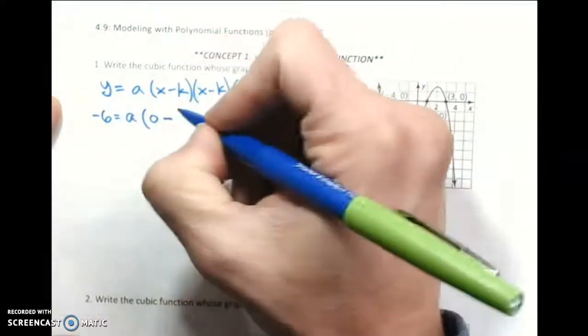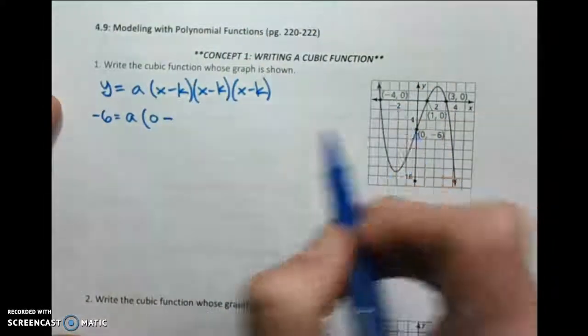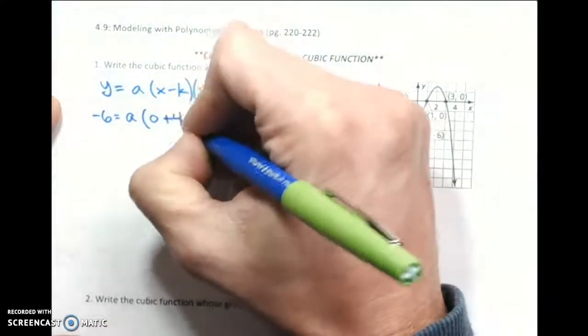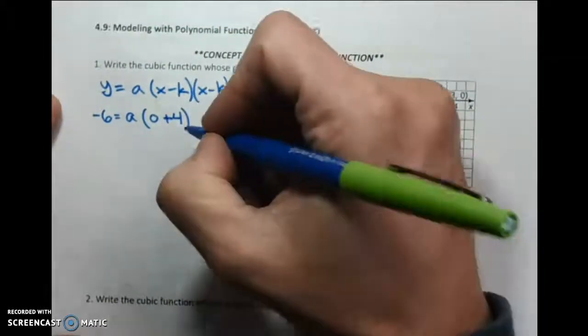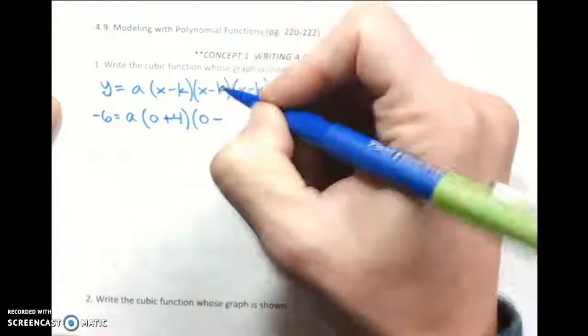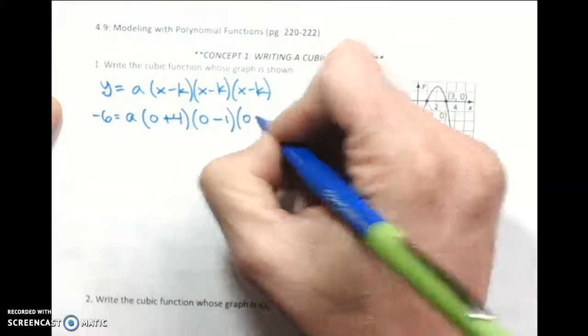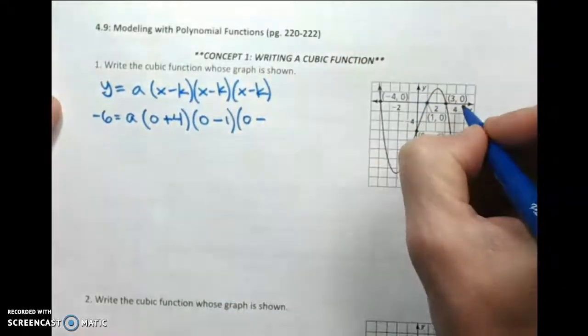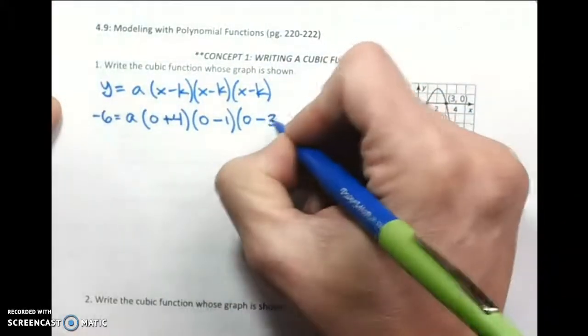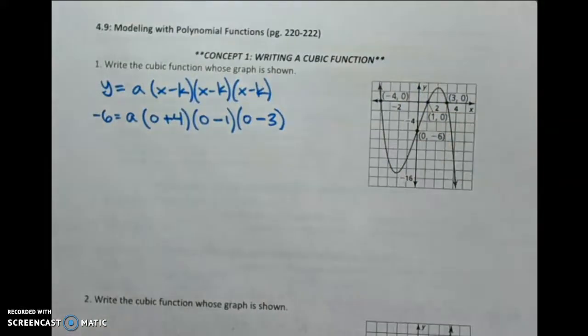And then it's going to be minus, and then minus -4, which I'm just going to change to +4. Minus -4 is +4. Then I have 0 minus 1. And x is 0 minus k, which is 3. Alright, I took everything from the graph, I put it in the equation, and I'm going to solve for a.